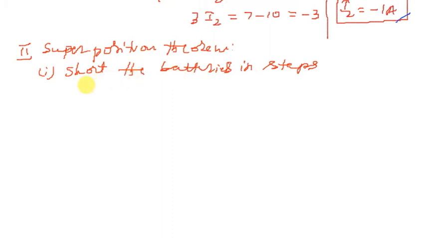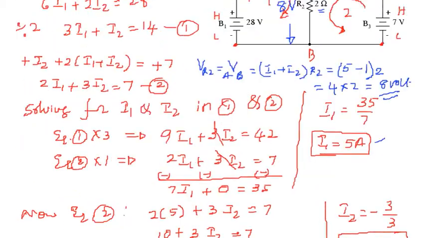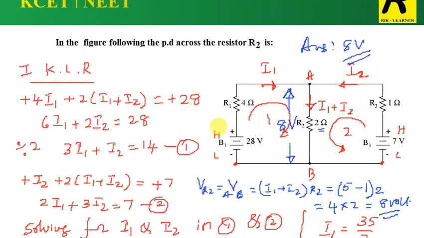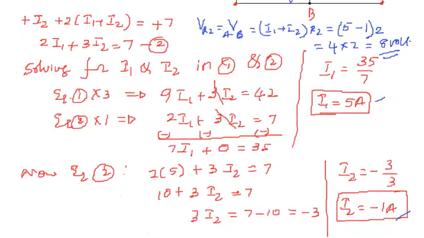So first I short the 28 volt battery. So what I get in the picture, right? So here is the picture what you are seeing. I simply short this one. I just remove this 28 volt battery and simply make short circuit. So here is 4 and here is 2. Here is 1 and this is 7 volt, right? So that is what I am going to do now.